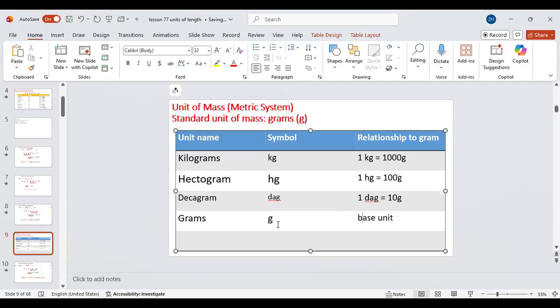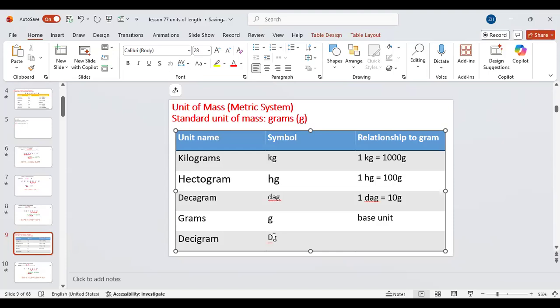So we have grams is g, the base unit. Then we have what? The centigram? You're close. Decigrams. Very good. Decigram. So what is the unit for decigram? DG. DG, very good.